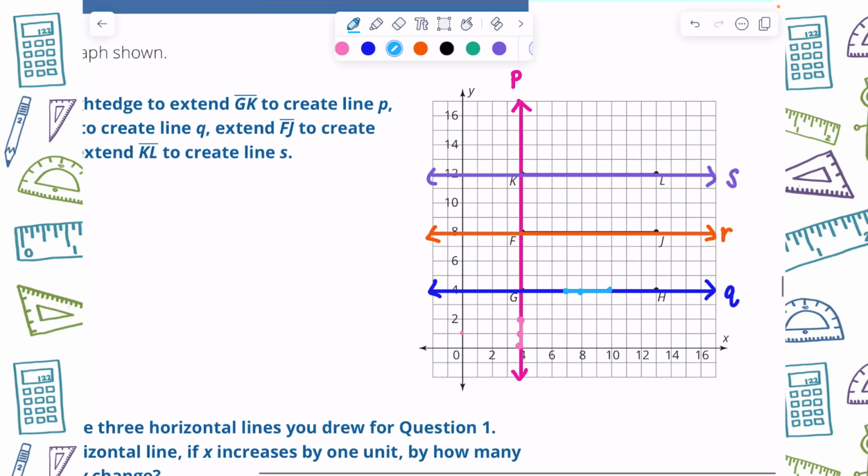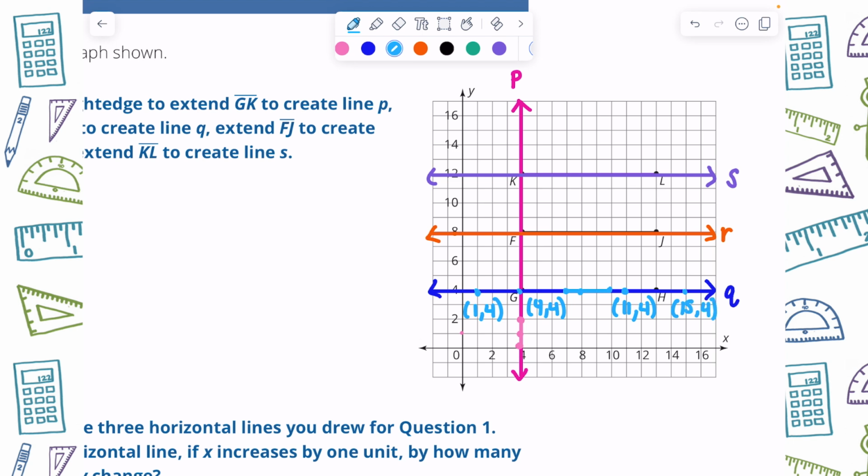If we just pick random points on line Q, so let's pick this one. This is the point 1, 4. Let's pick this one. This point is the point 4, 4. Let's pick this one. So that would be the point 11, 4. And let's do one more. Let's pick this one here. So that would give us the point 15, 4.